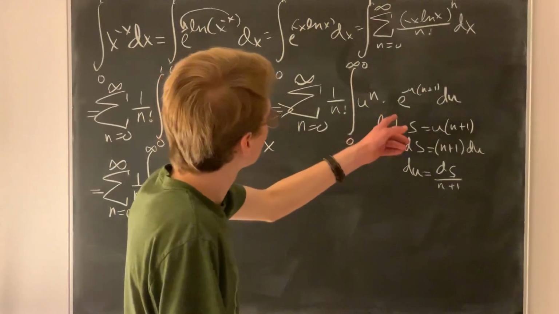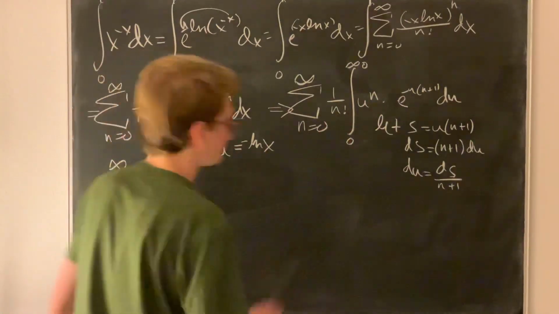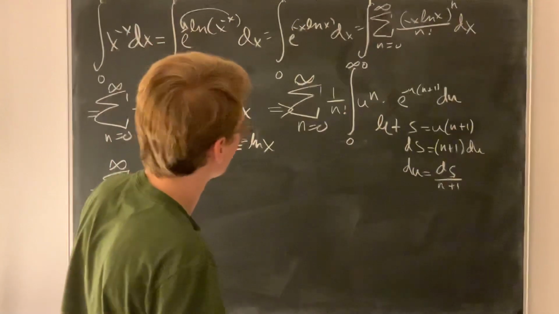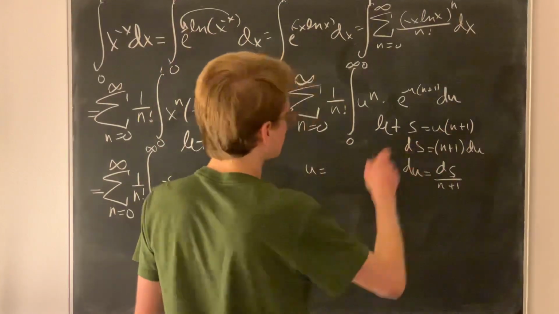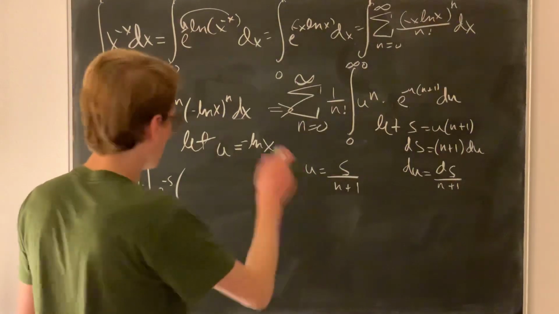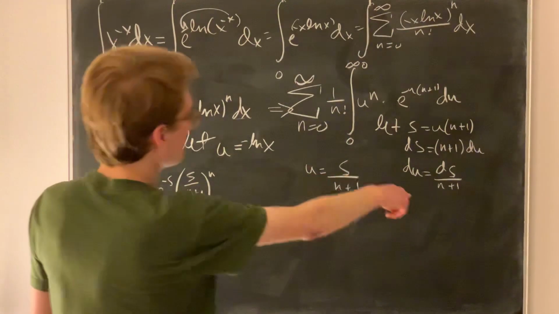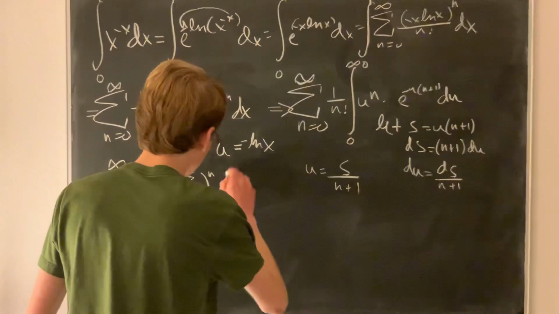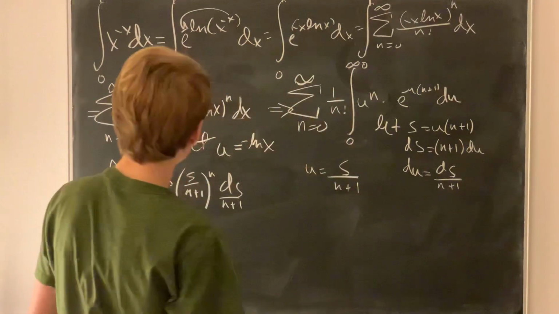Now, we've defined s as u times n plus 1. We can simplify this part as e to the negative s. Okay, what about this u to the n? Well, if s is u times n plus 1, then by simple algebra u is just s over n plus 1. So we're going to be multiplying by this u, which is really s over n plus 1, all raised to the n. And then remember, because we've defined our du in terms of ds, we have to multiply by this extra coefficient, so times ds over n plus 1. Okay. So now, let's just clean this up a little bit.